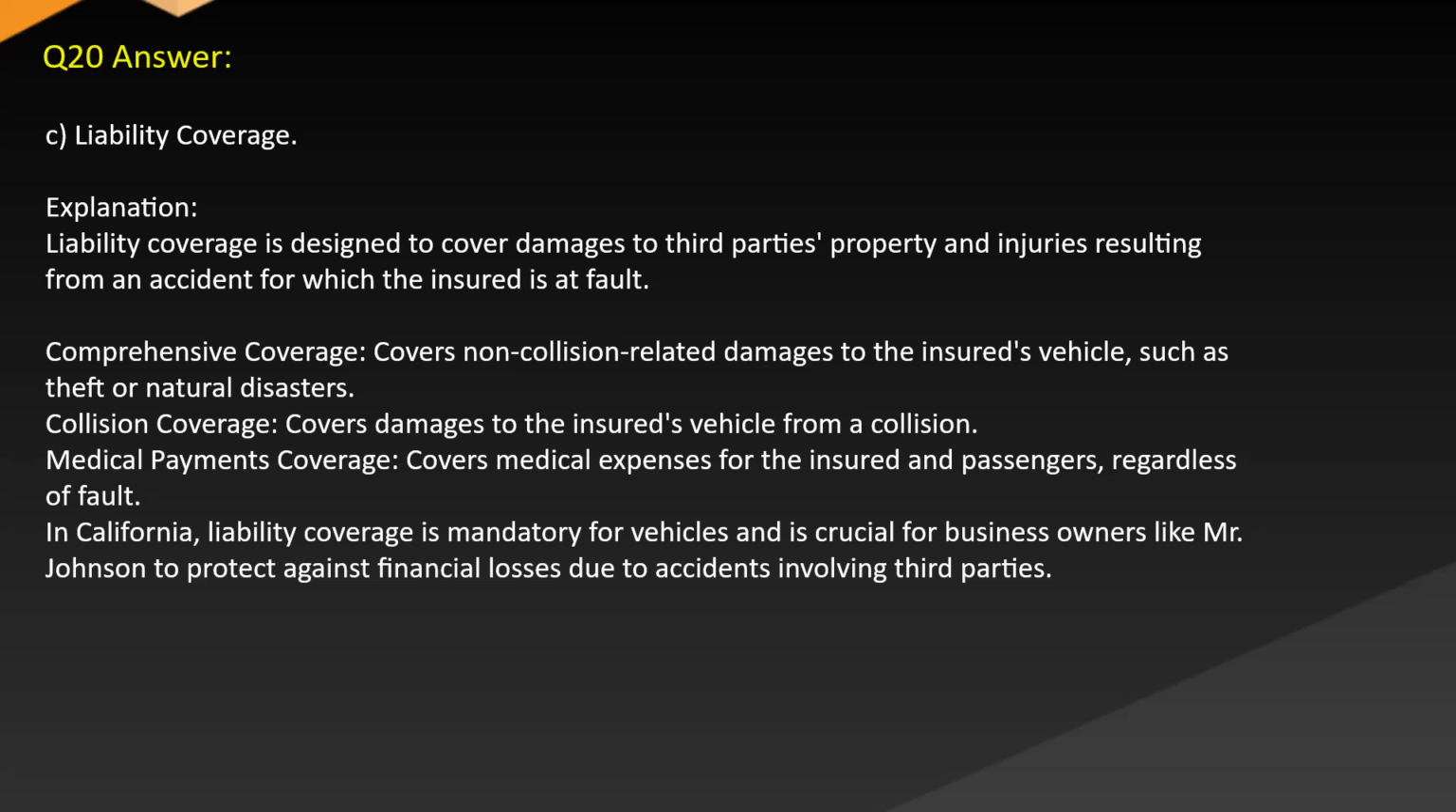Answer: C. Liability coverage. Explanation: Liability coverage is designed to cover damages to third parties' property and injuries resulting from an accident for which the insured is at fault. Comprehensive coverage covers non-collision related damages to the insured's vehicle, such as theft or natural disasters. Collision coverage covers damages to the insured's vehicle from a collision. Medical payments coverage covers medical expenses for the insured and passengers, regardless of fault.